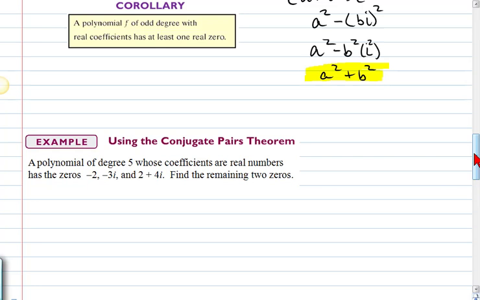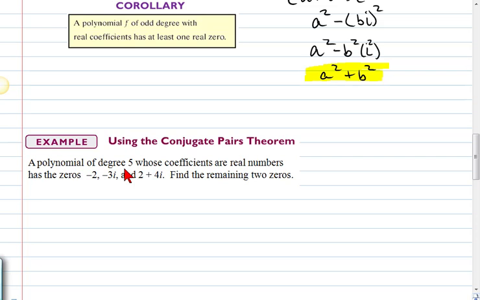So let's look at how we can use the conjugate pair theorem to figure some stuff out. It says a polynomial of degree 5 whose coefficients are real numbers has zeros -2, -3i, and 2 plus 4i. Find the remaining two zeros.